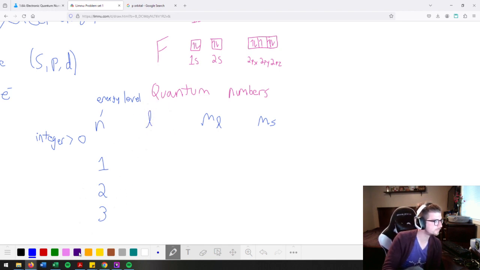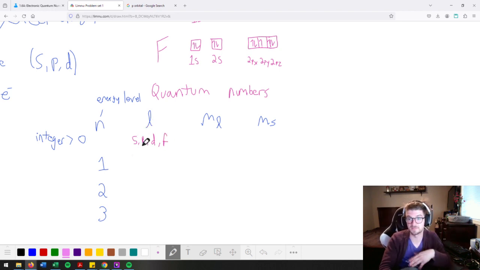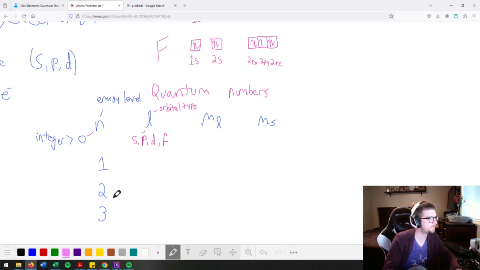So l is what tells you, is this s, is this p, is this d, is this f, or some other orbital? But for all intents and purposes, we're going to stick to these. So l describes the orbital type, and it can be described by any integer equal to n minus 1. I'm running out of room to write stuff. Okay, let's put some stuff up here because this is getting too cluttered.